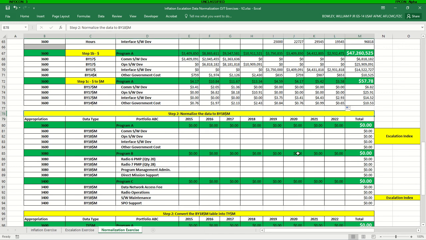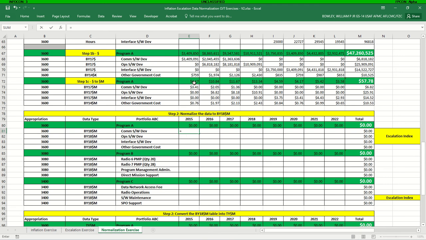Step 2 here is to normalize all the program data to a common base year. So now we've got this base year $17 millions, and we want to convert it to 18. And again, you'll see here, we're talking about software development. So this is software labor. So we want to make sure we grab the escalation index when we're doing the conversions for these elements.